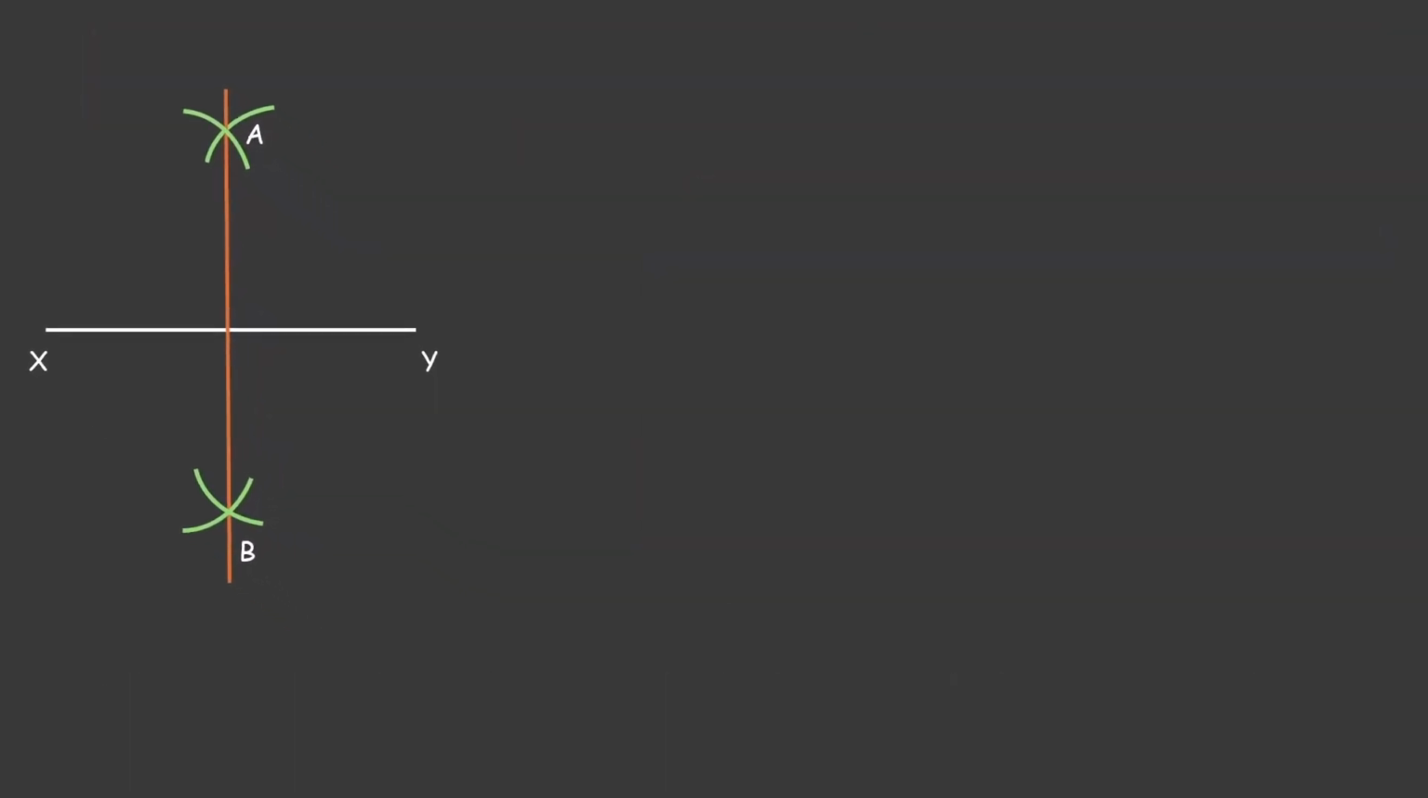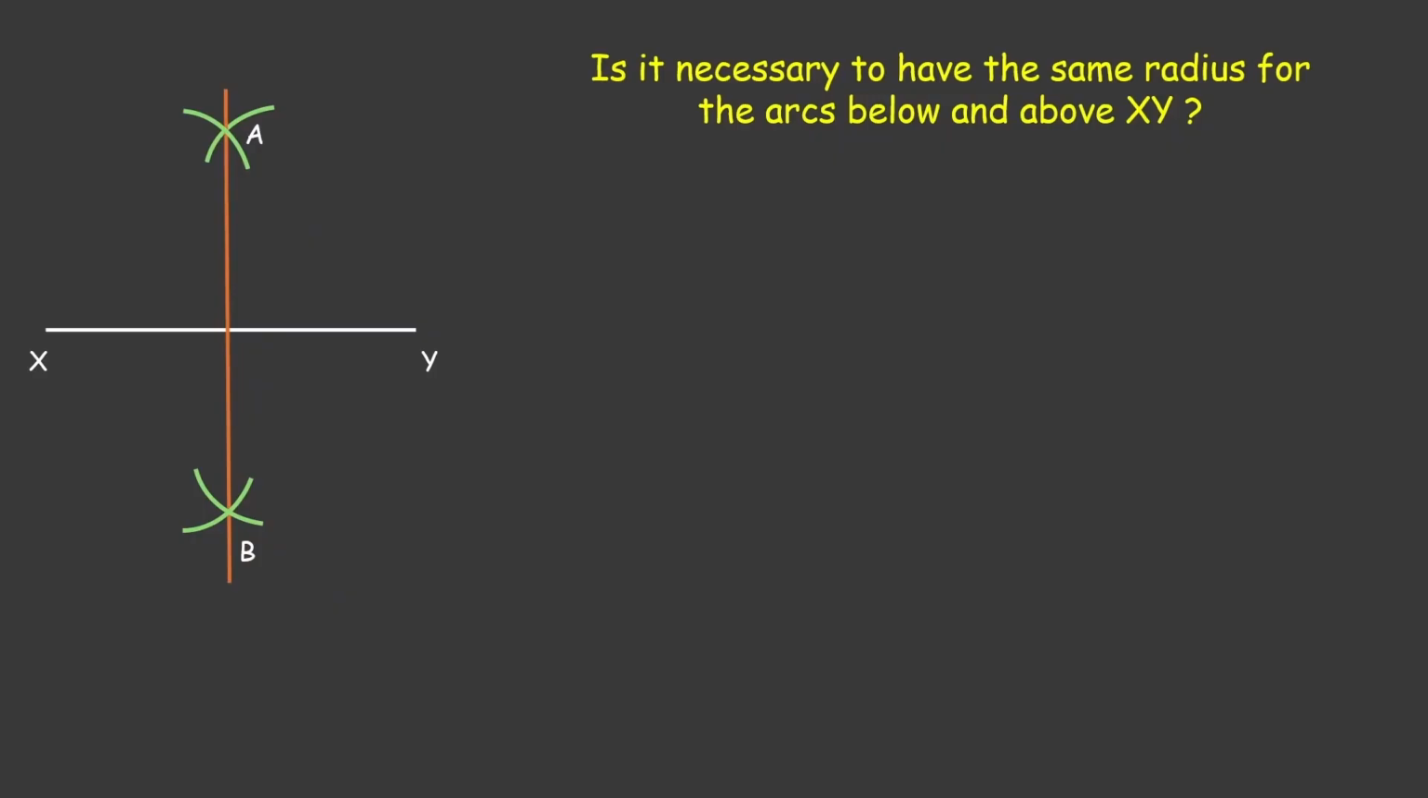Now just think about this. Is it really necessary to have the same radius for the arcs below and above XY? Let's see. Let's say we took 5 centimeter as the radius and drew two arcs from X and Y above the line. And for the arcs below the line, let's say we take a radius of 4 centimeter. Now, the distance from this point to Y is 4 centimeter. The distance from this point to X is 4 centimeter. So this point lies at equal distance from X and Y. So is this point. So that means these points lie on the perpendicular bisector.